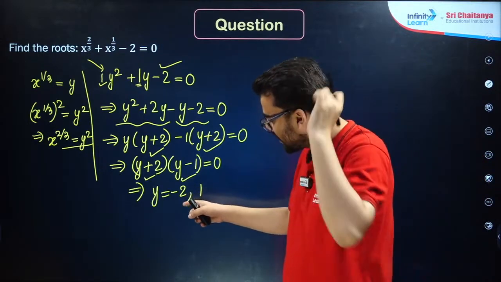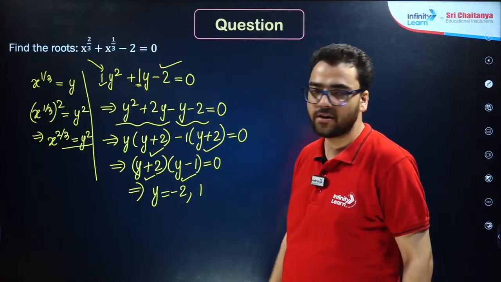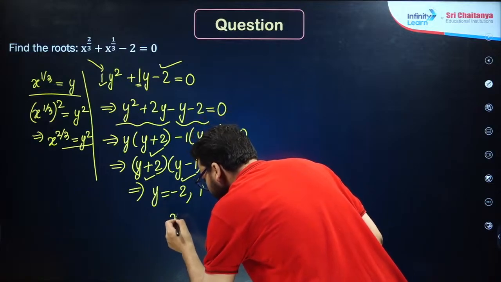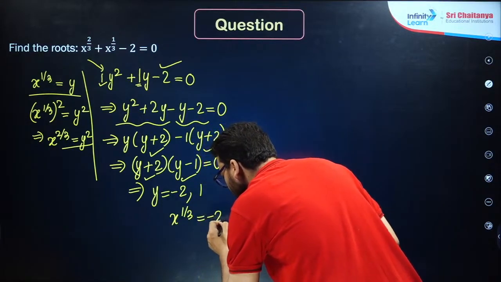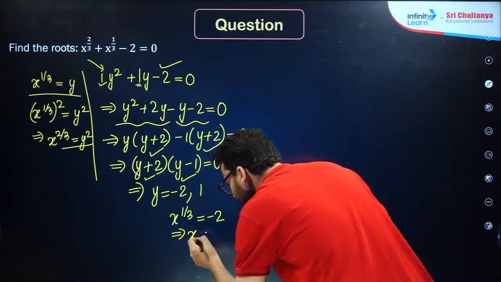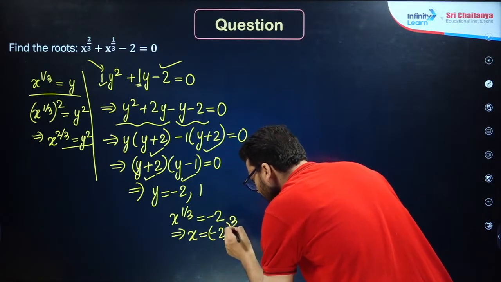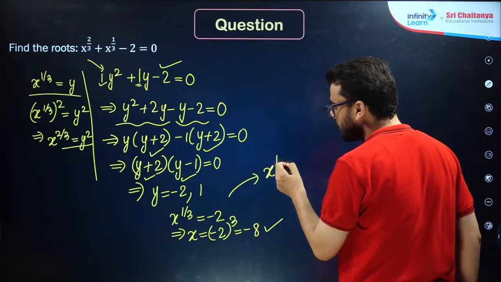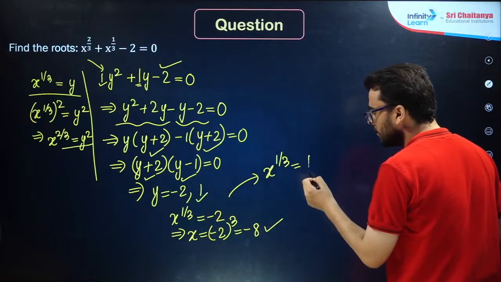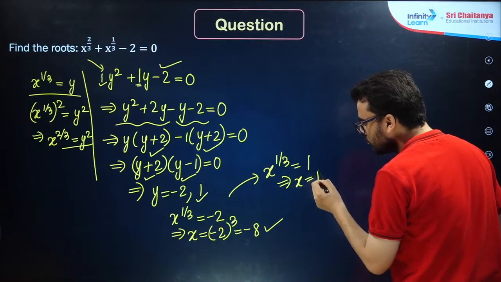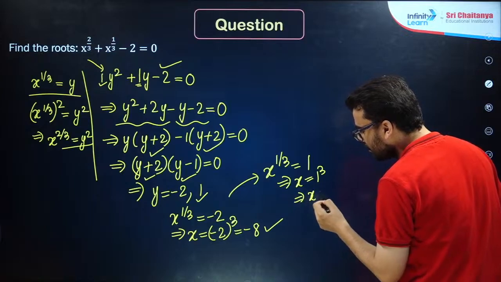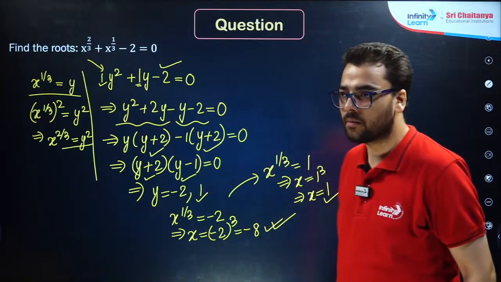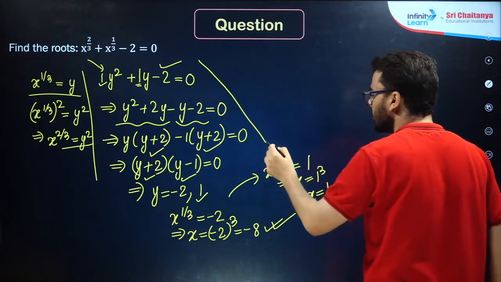But this is not the answer, right? This is not the answer because you have to find the value of x. And you see x raised to the power 1 by 3 is y. So can we not say that x raised to the power 1 by 3 is minus 2? So x will be cube of minus 2, right? So one answer is minus 8. And in the other case, x raised to the power 1 by 3 will be 1. So from here, x will be equal to 1 cube. So I can say x is equal to 1. So 1 comma minus 8, these are the answers. Is it clear? 1 comma minus 8 are the answers to this question.